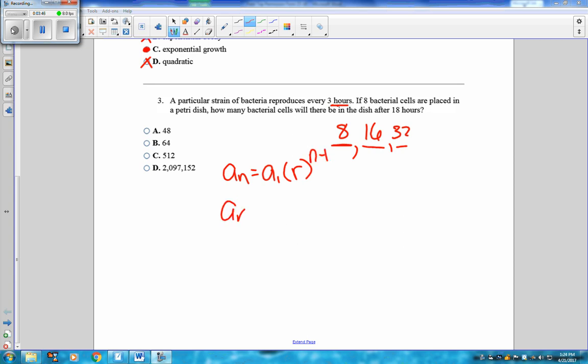So I'm going to have A sub n equals 8, because A sub 1 is my start value, times R, which is where I get 16 divided by 8, which equals 2. So I'm going to put 2 in for R. And we're looking after 18 hours, but remember, we have to take 18 and divide by 3, which is 6. So I'm going to have 6 minus 1. When you plug this into the calculator, your final answer should be C, 512.